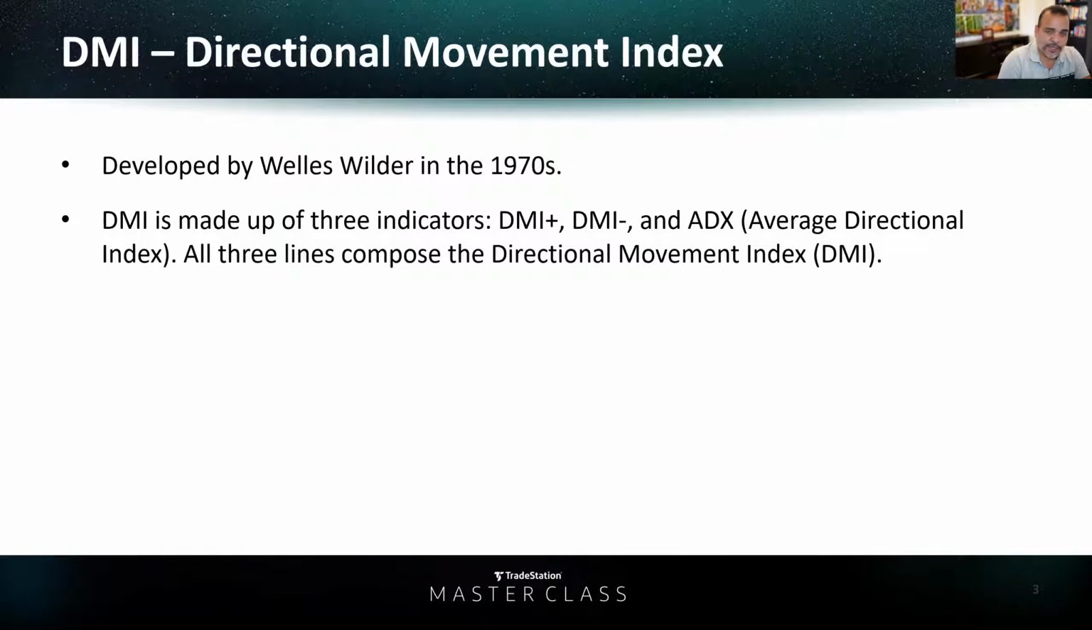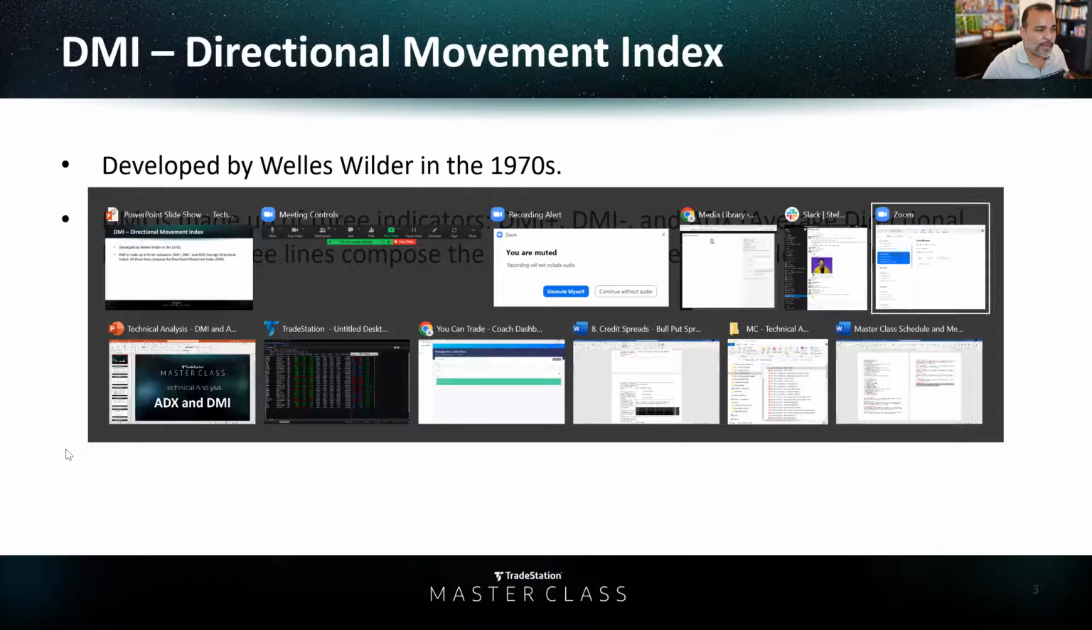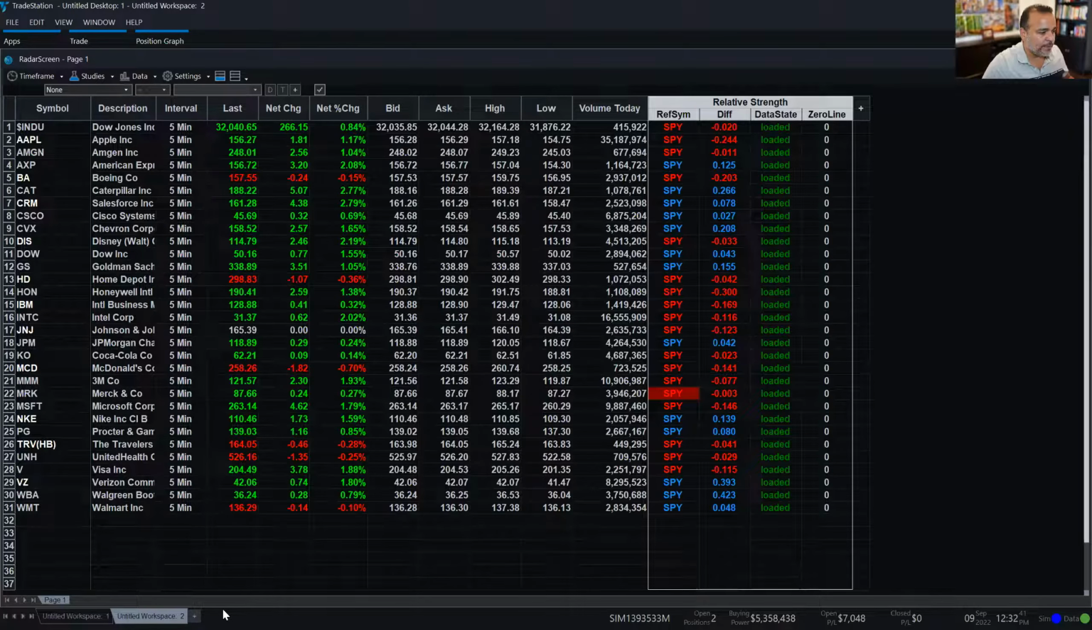DMI is made up of three indicators: DMI plus, DMI minus, and ADX. I'm not sure if this is true for every trading platform that is out there, but when you put the DMI study inside of TradeStation, you're going to see three lines: DMI plus, DMI minus, and ADX, ADX standing for Average Directional Index. All three lines compose the Directional Movement Index, or what we call the DMI. Let me switch over here to my TradeStation platform and show you exactly what I mean by that.